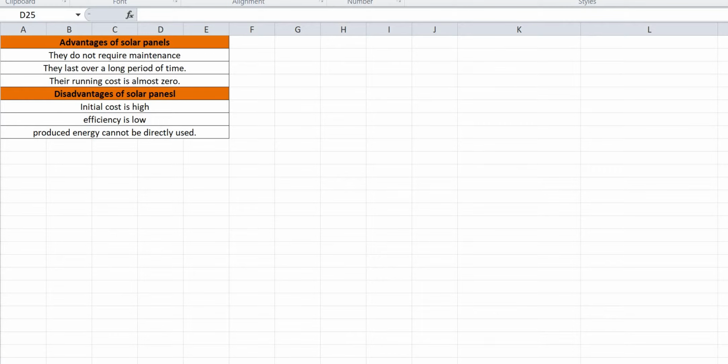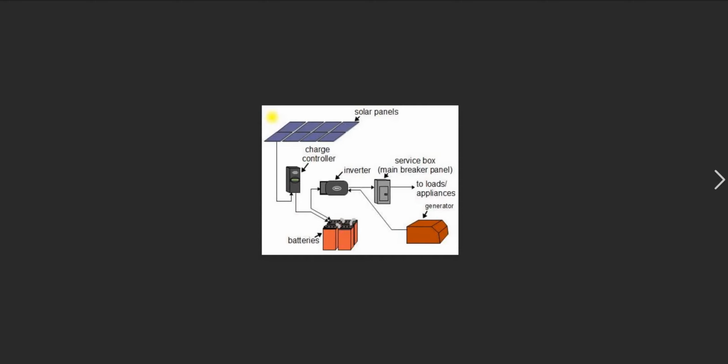Disadvantages: their initial cost is sufficiently high. The efficiency of conversion of solar energy to electric energy is low. The solar panel produces electricity which cannot be directly used for many household purposes. Why? We will see. We have an image from the internet.